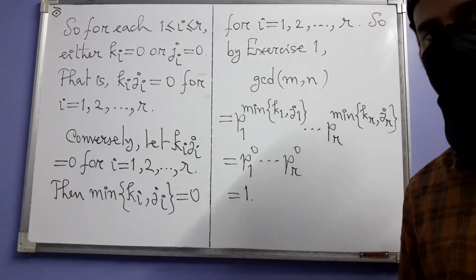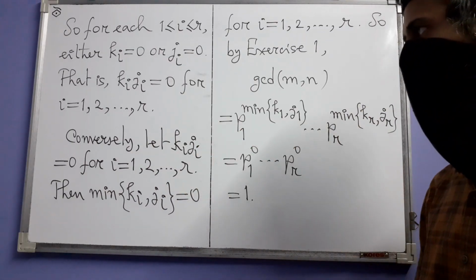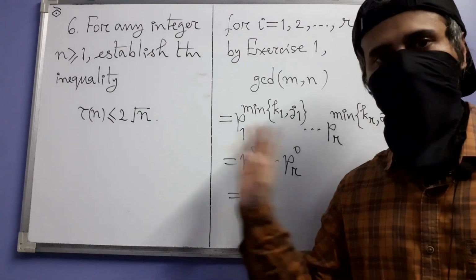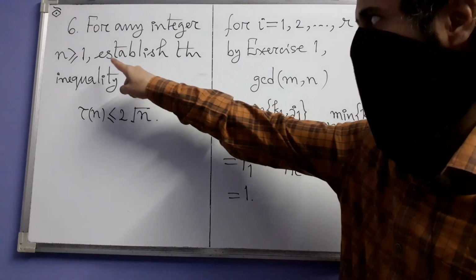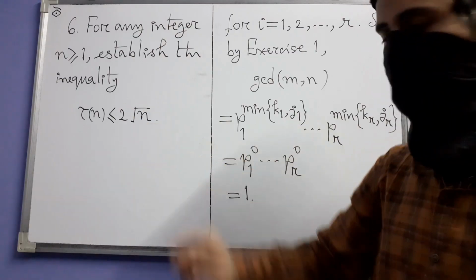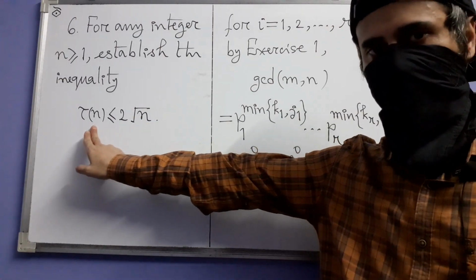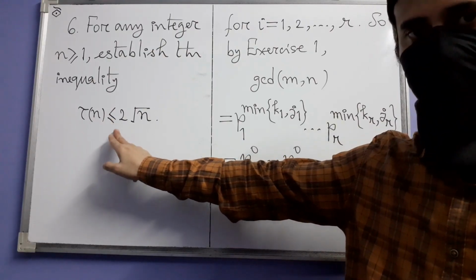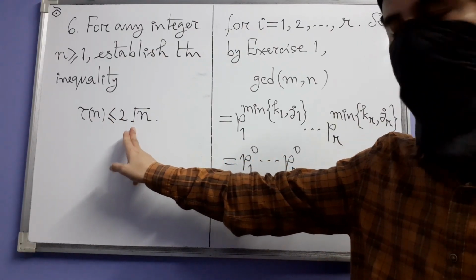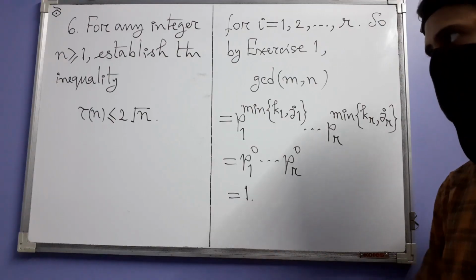That's the solution. Let us see one more. Next we have 6. For any positive integer n, we have to establish this inequality. The number of positive divisors of n, tau of n, is at most 2 times square root of n. So let's see the solution.